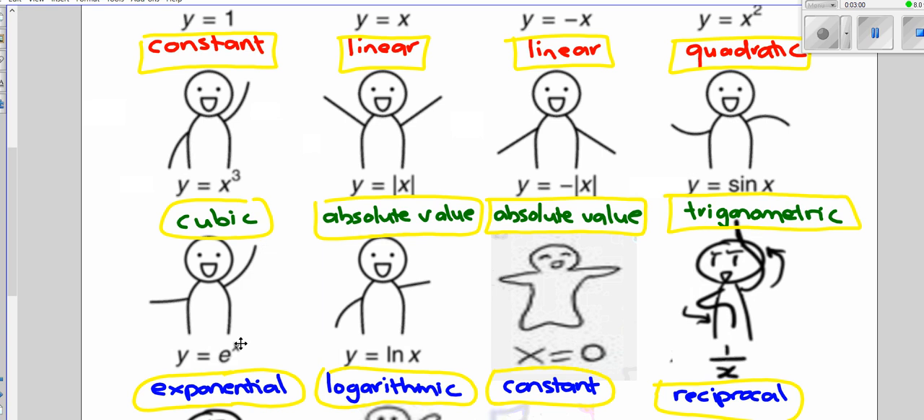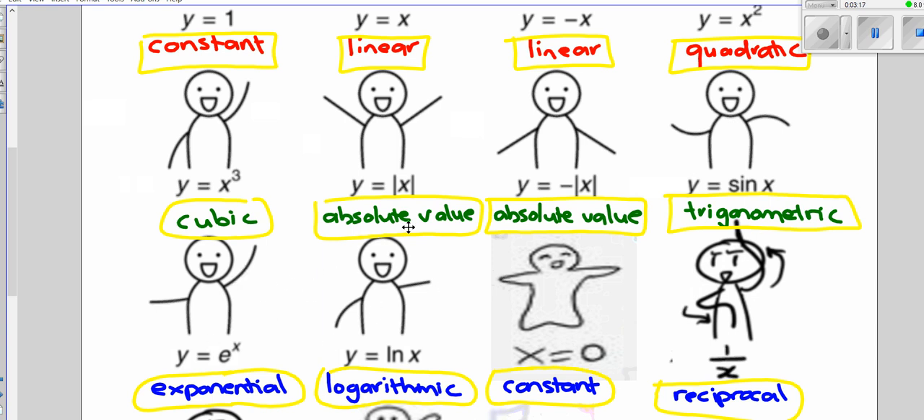ln x is the natural logarithm. It's an example of a logarithmic graph. It could have been just y equals log x. They go up like that instead. Exponential graphs and logarithmic graphs are inverses of each other. See how they're reflected across the line y equals x.